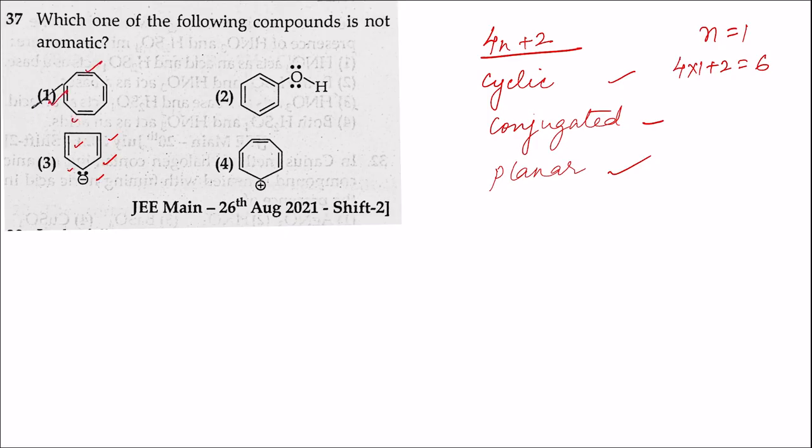2 plus 2 plus 2 plus 2, total 8 pi electrons. So this compound 1 is not aromatic because it contains 8 pi electrons. So option 1 is the correct option. In the following sequence of reaction, P is, we have to identify P.